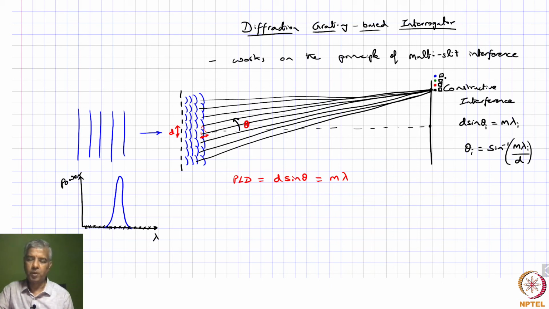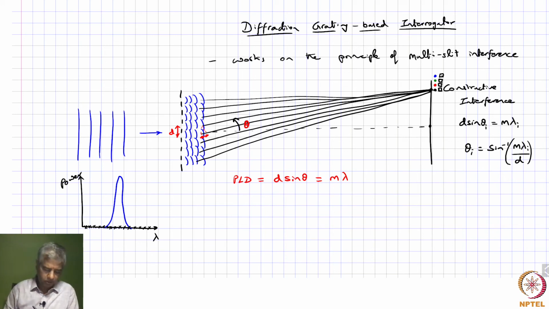However, the problem is that as you go to higher orders, the diffraction efficiency goes down, because now you are having to support a larger path length difference, and so your incoming source is not absolutely temporally coherent. So, because of that, the diffraction efficiency will be lower as you go to larger values of m. So, you are typically dealing with m equal to 1 or m equal to 2 type of orders. Okay. So, that's typically how a diffraction grating based interrogator would work.